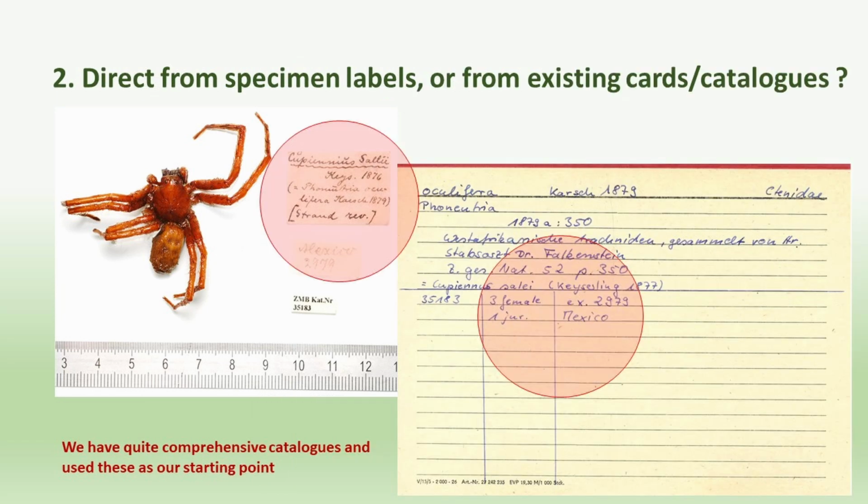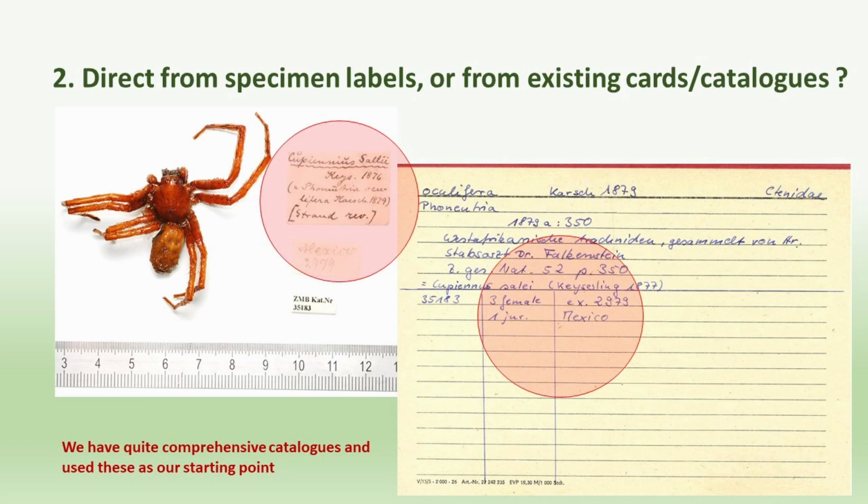A second question, perhaps from the start, is to think about whether you want to take your data directly from the specimen labels. Are you literally going to pull all your specimens off the shelf, examine the labels and take the data from there? Or have you got card catalogs or written catalogs that you can use as your starting point? In the case of the Berlin collection, we did have fairly comprehensive catalogues and card catalogues, and we were able to use that as the basis for our digitization process.